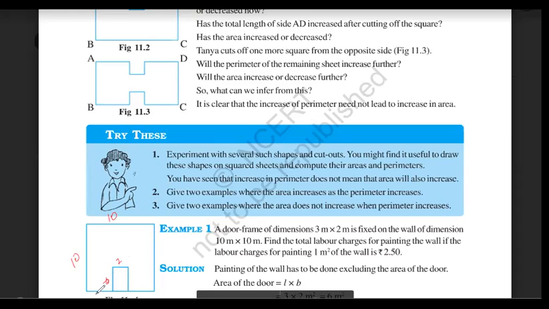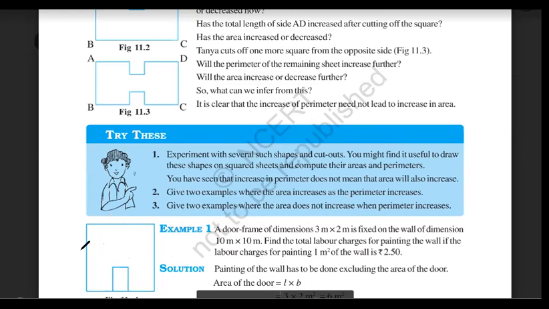Now think about it. If you want to paint the wall, you will paint in which area? You will paint in this area only. Will you paint your door? Tell me, will you paint your door with the wall? No, right? So I can say that first you have to find the area of this square.